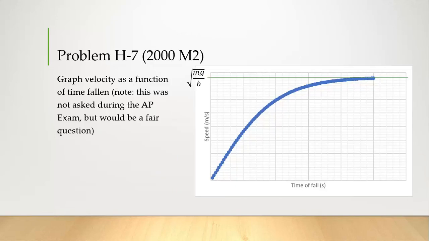So what I did next was I decided to graph the velocity as a function of time following. It says note that this is not asked during this AP exam question, but I actually think it would be a fair question to ask you. What's true when it first starts to fall is the velocity is small enough that the acceleration is pretty close to g. And so at the beginning you should end up with something that almost looks linear, where g is the slope.